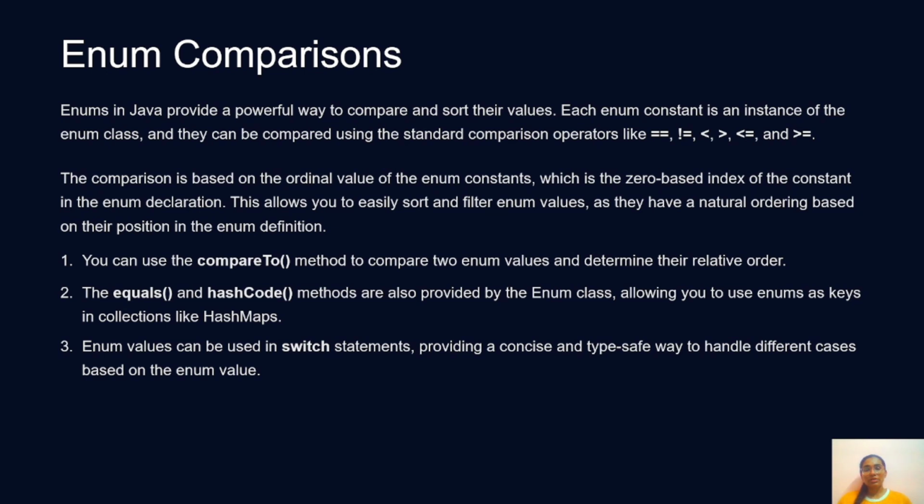This allows you to easily sort and filter enum variables as they have a natural ordering based on the position in the enum definition. You can use the compareTo method to compare two values and determine the relative order. The equals and hashCode methods are also provided by the enum class, which allow you to use enum as a key in collections like hash maps. The enum values can be used in a switch statement, which provides a concise and type-safe way to handle different cases based on the enum value.